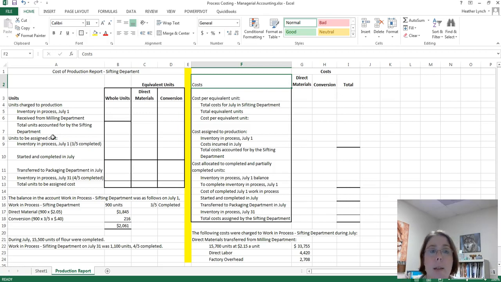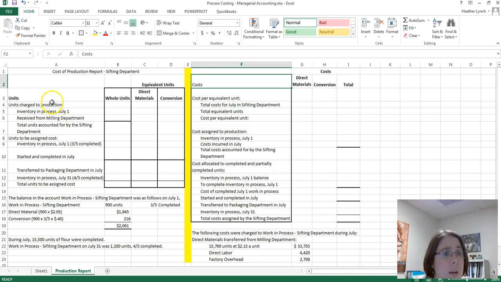What I've picked is a company that makes flour, and they have a milling department, a sifting department, and a packaging department. We are going to do the sifting department. So we are taking what the milling department has completed and transferred to the sifting department. We're not going to worry about the packaging department. If you were to go into cost accounting, you would actually do two departments, probably both the sifting and the packaging. But just for simplicity, for managerial accounting, we're going to stick to just one department.